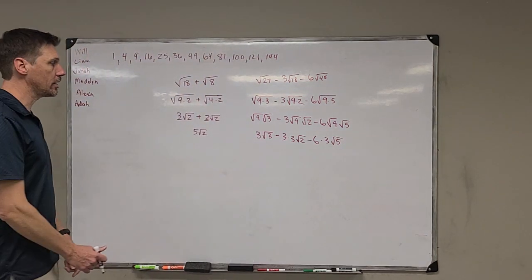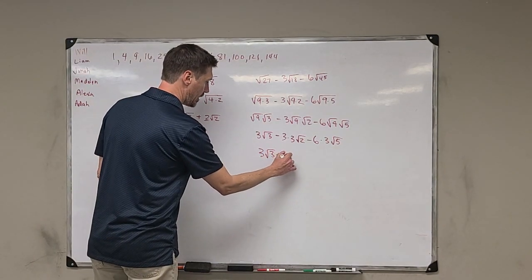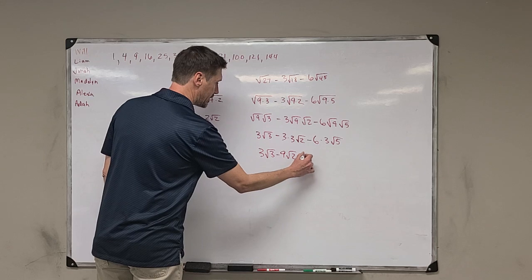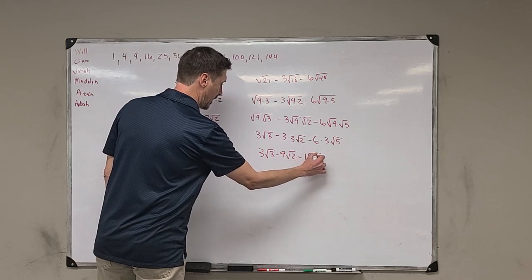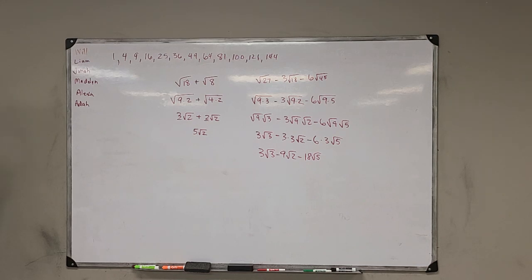So now when we simplify that, we have 3 square root of 3 minus 9 square root of 2 minus 18 square root of 5, okay? Do I have any like terms? Now that I've pulled everything I could out of the radical, I don't have any like terms, all right? None of the radicals are the same. They're all different. I have square root of 3, square root of 2, and square root of 5. So I can't combine. This is as far as I can simplify this problem. Everybody see that? All right?